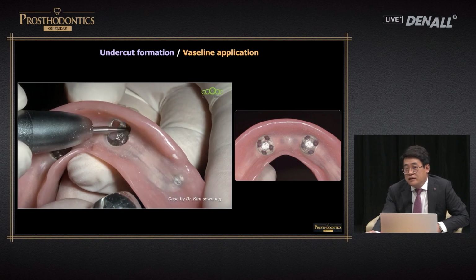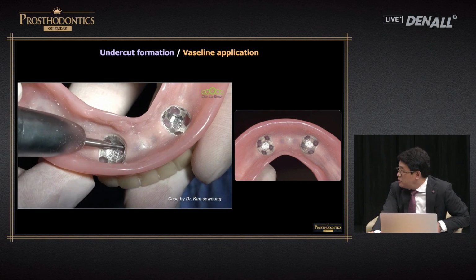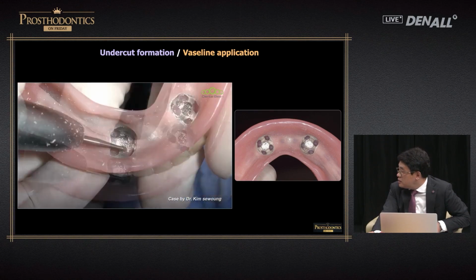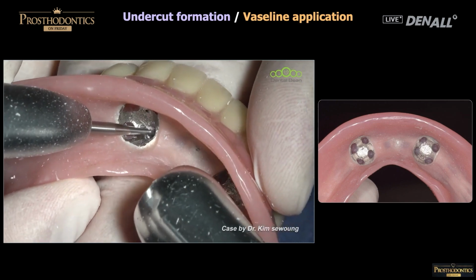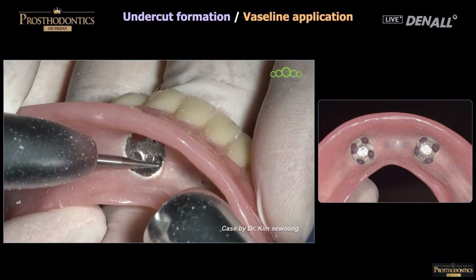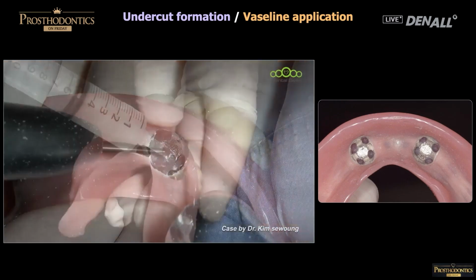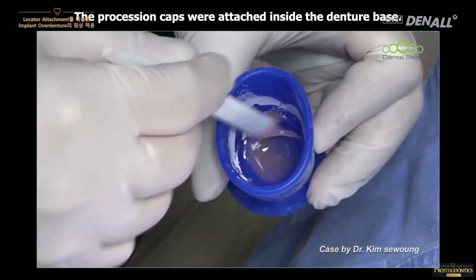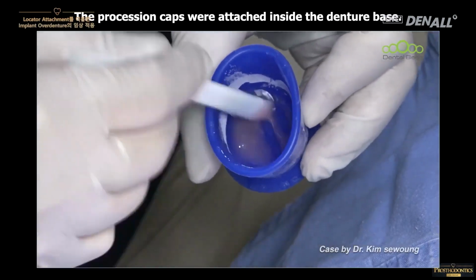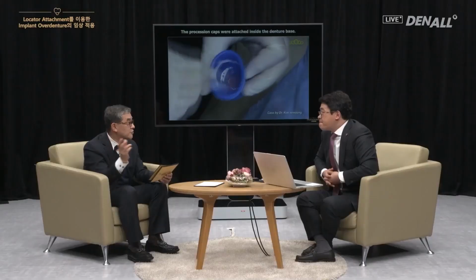It's a great idea. If you look over here, it looks crisscross here. Roundwood is used to create undercut, almost like digging a hole. If you apply too much force, you might punch a hole, so be careful. After that, I use rebase resin to cement the processing cap on the inner surface of the denture.